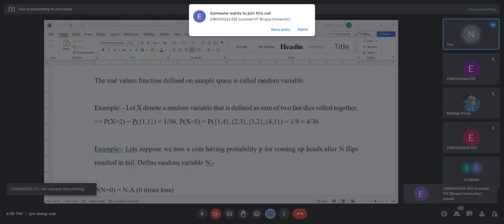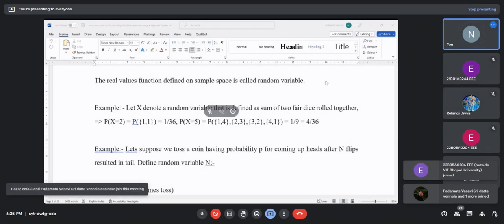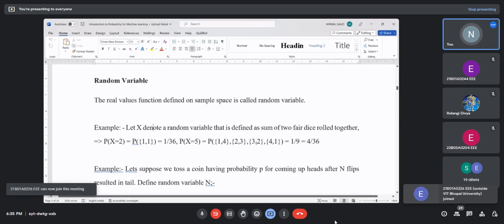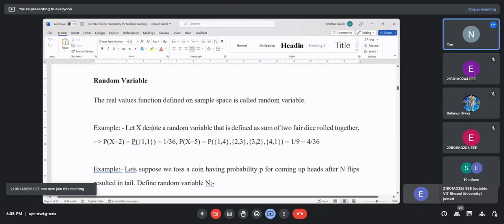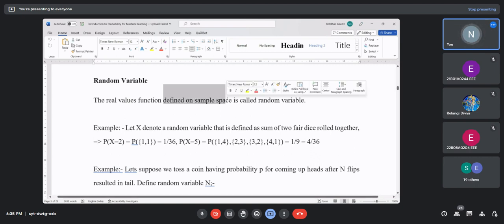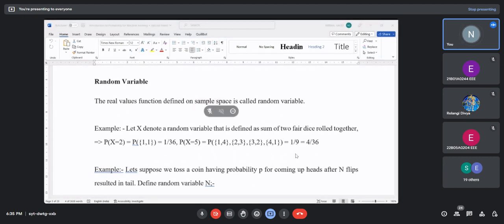So, hello students. We were studying about probability in the previous class. So, we will proceed ahead with the same concept. Random variable, that's what I was discussing. A random variable is defined on a sample space. Okay, and we have seen what a sample space means. All right. So, here is an example for a random variable.